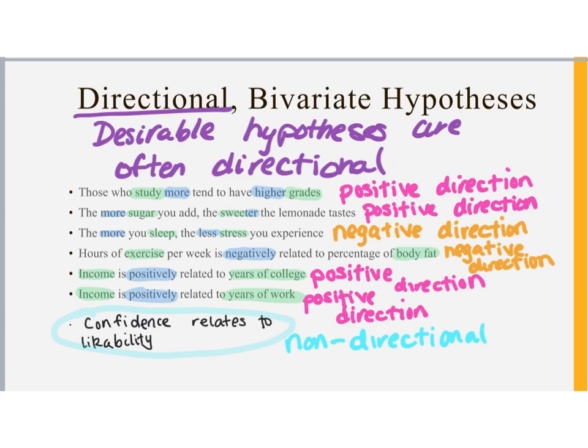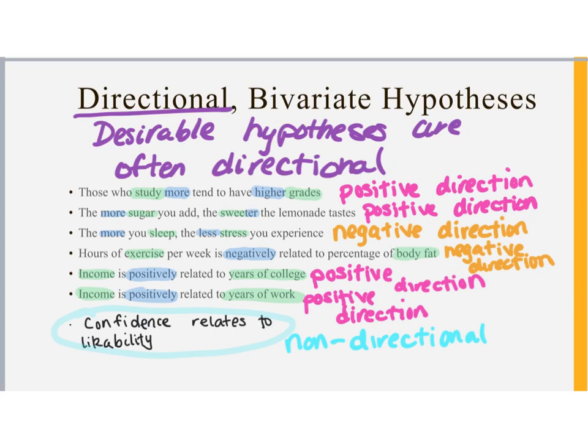I could think that confidence to a certain point is desirable, and so folks like someone who has confidence over someone who has no confidence. But I also might be concerned that if you're too confident, that people won't like you because they'll find you too boastful. So I'm not sure if there will be a positive or negative relationship. In this case, we would use a non-directional hypothesis.